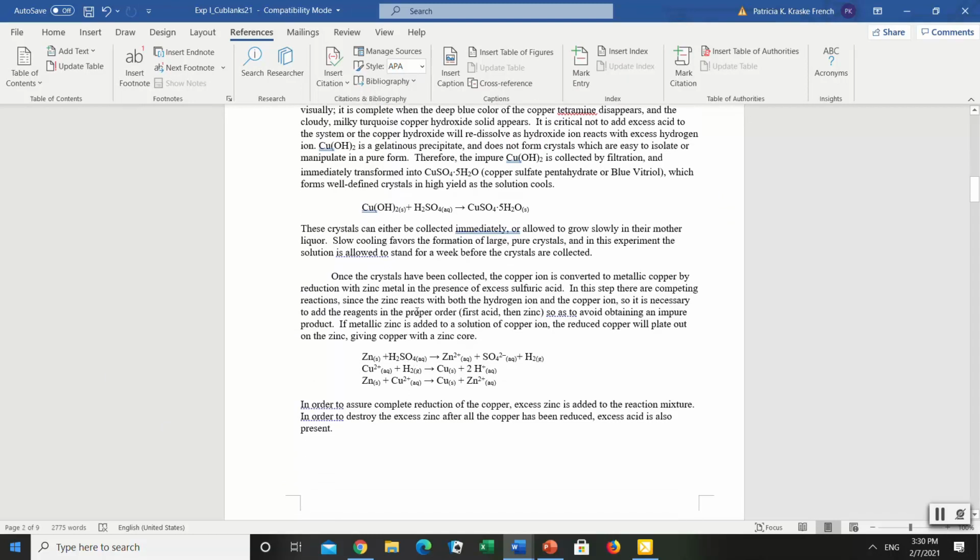Now, once we have isolated and cleaned up that copper 2 hydroxide, we can react it with a very small amount of concentrated sulfuric acid, forming copper 2 sulfate pentahydrate. And this is, of course, a hydrate. This is also a very beautiful royal blue crystal, and these are going to be crystals that we're going to let grow in a certain spot in lab over the course of the week.